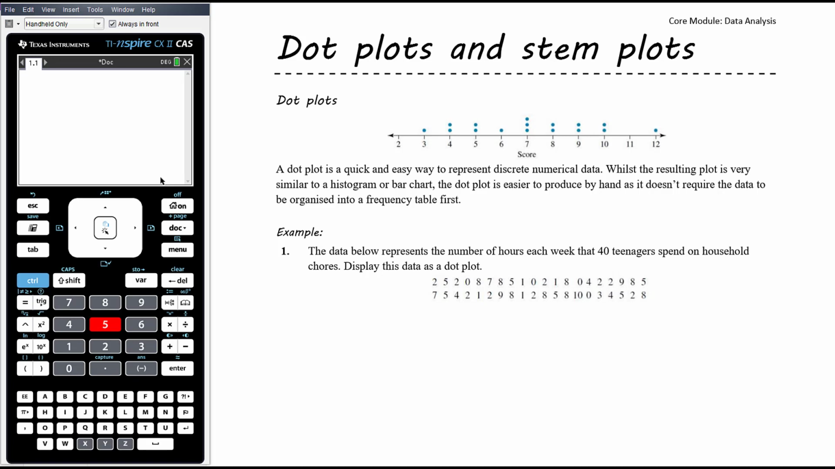Okay, so in this video we're continuing to work with univariate data. So far we've looked at different ways of representing that data. We've looked at bar charts, which would be used for categorical data. We've looked at histograms, which would be used for numerical data. And here we're going to look at dot plots and stem plots, which would also be used with numerical data.